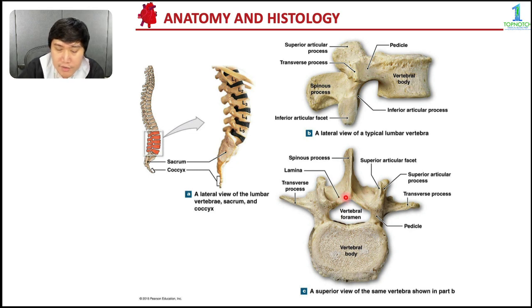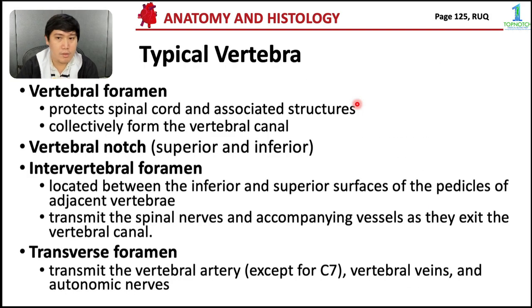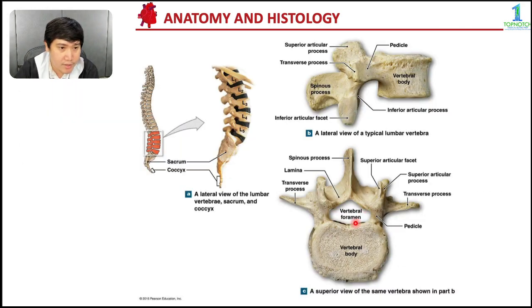You also have 7 processes: 1 spinous process, 2 transverse processes, and 4 articular processes. So, 1 here, and then above and below. You have a vertebral foramen in here, wherein, when you stack them together, it will form the vertebral canal, wherein the spinal cord passes through.